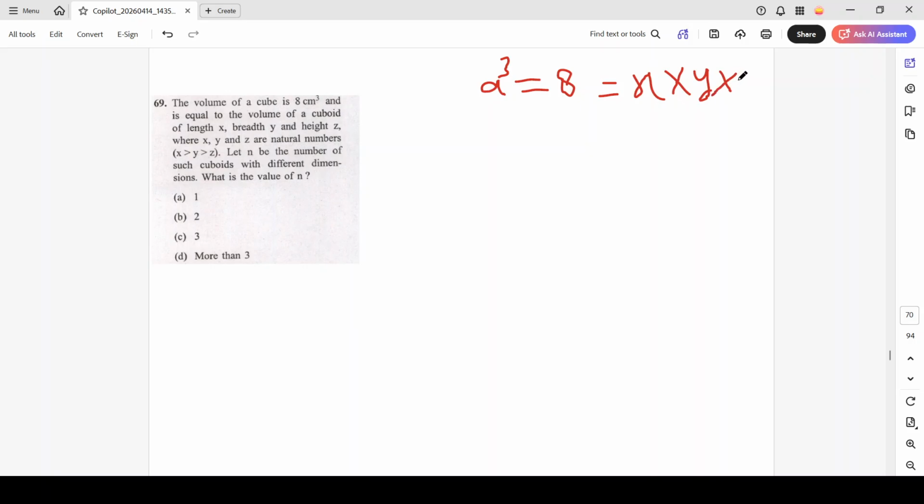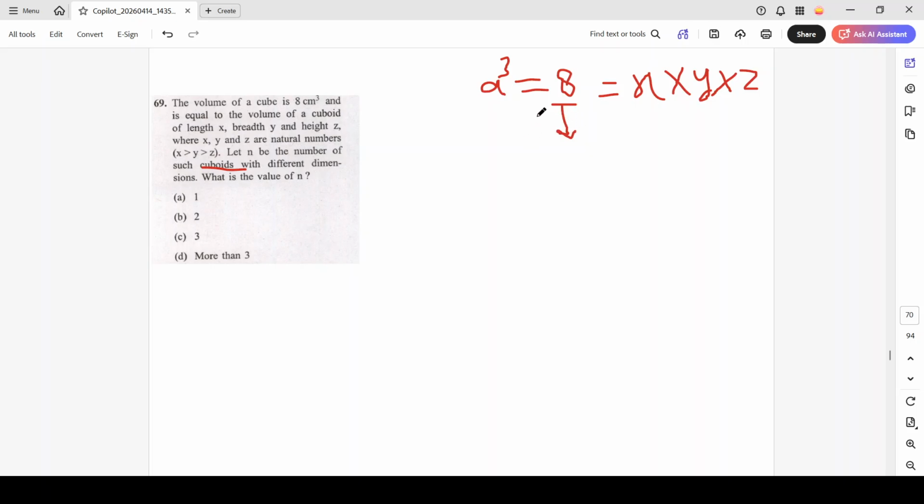Now what is this saying? Where x, y, z are natural numbers and x is greater than y is greater than z. Let n be the number of such cuboids. This is saying that there will be n such cuboids formed in which x is greater than y is greater than z and the volume is equal to 8 centimeter cubes. So this is asking how many such cuboids can be made.